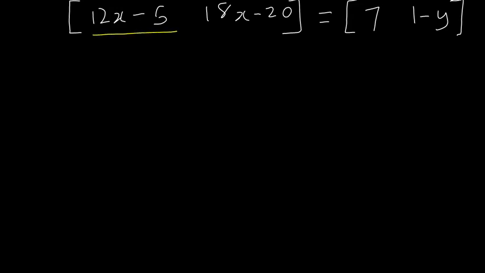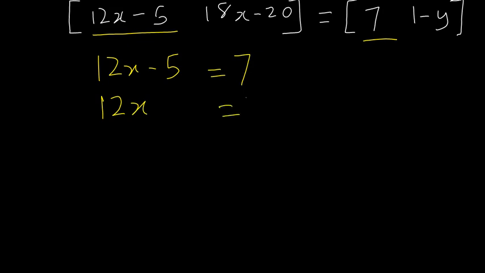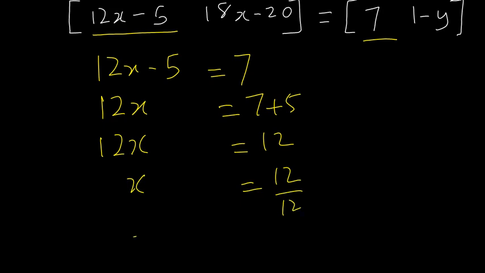Okay, now you know that 12x minus 5 equals to 7. Then you just solve the equation, this linear equation. 7 plus 5, x equal, this one is 12. Okay, let's write it properly. 12, so x is 12 over 12, x is 1. So you got that one, answer, x is 1.